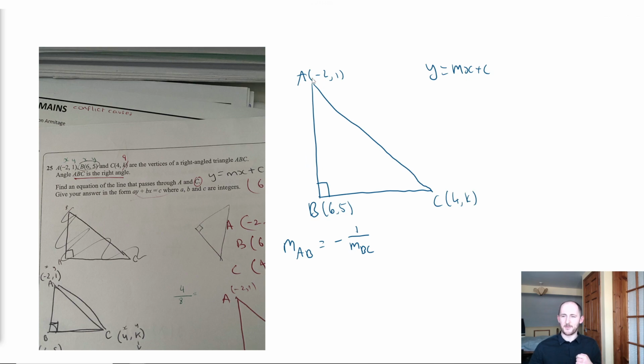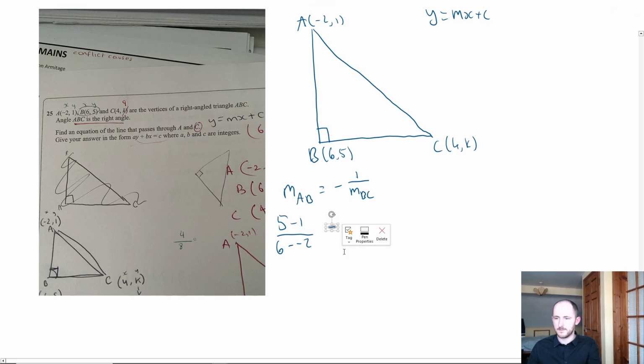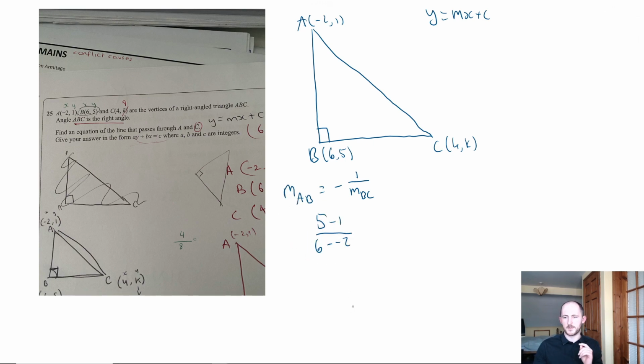So, the gradient of AB, I can work that out nice and easily. It's the difference in the y coordinates over the difference in the x coordinates. So it's going to be 5 minus 1 over 6 minus minus 2. Okay? I'm going to move this over slightly and write this out in a slightly different way because I think it might make a bit more sense. So MAB equals this.